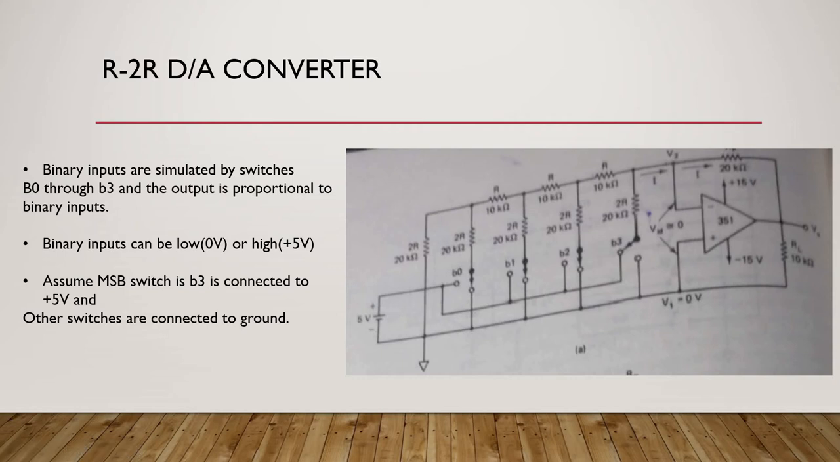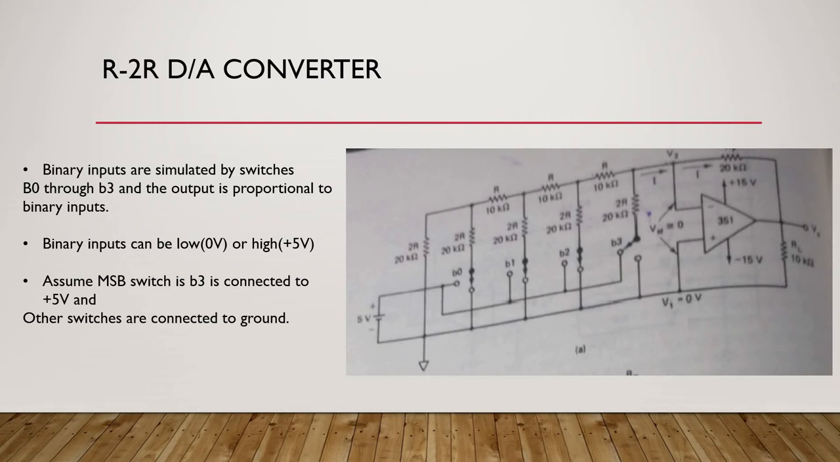Again, the R value we have taken as 10k, so 2R will be 20k. Other than 10k and 20k, we are not going to make use of any other resistor here. Here we are going to make use of a feedback resistor of 20k, and this is a load resistor of 10k. So this is about the construction of the R2R DAC converter.